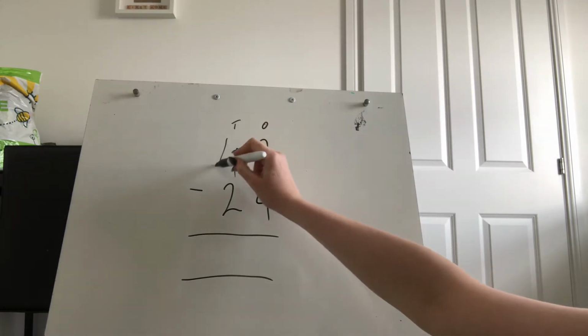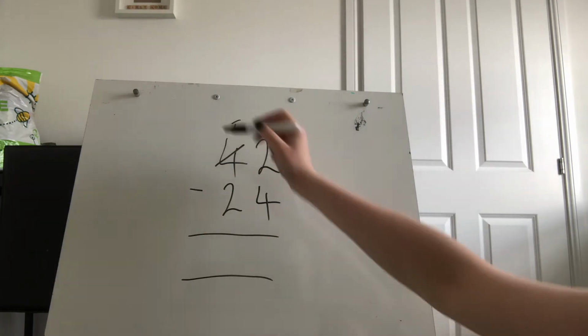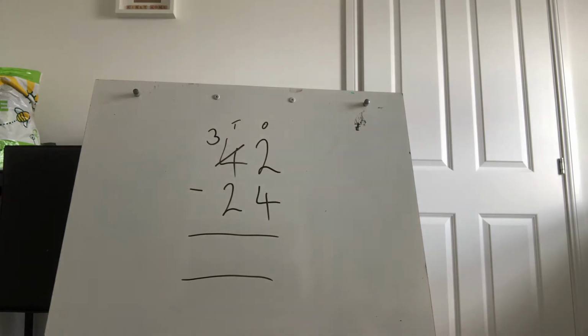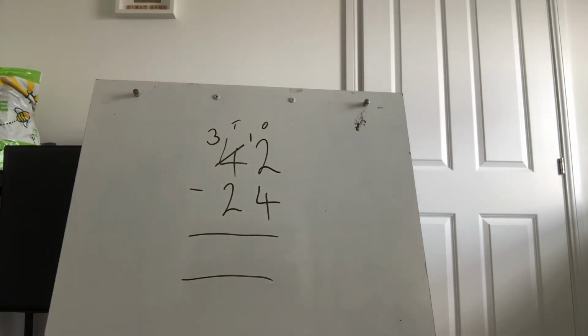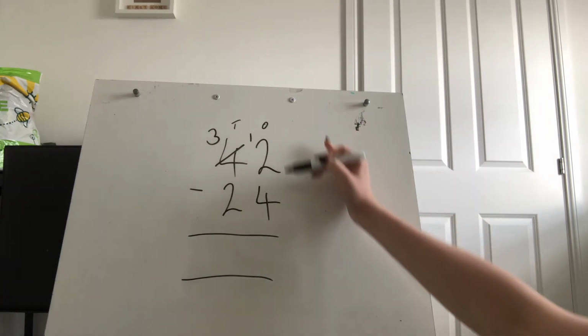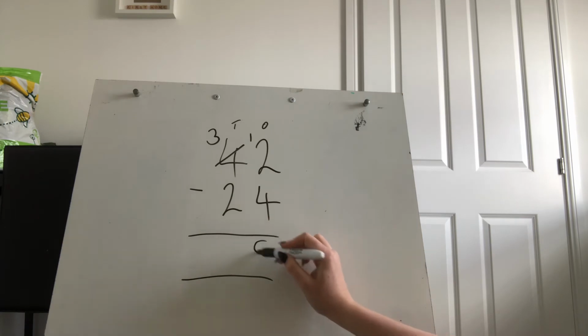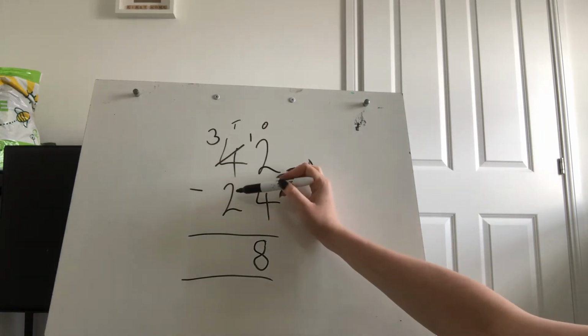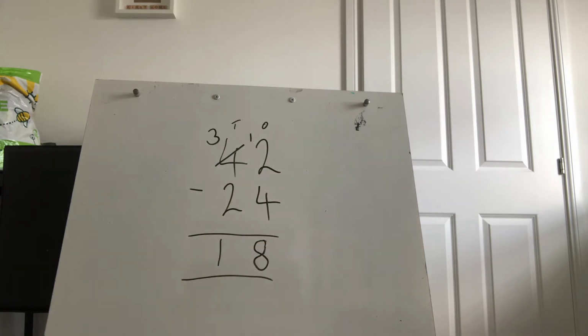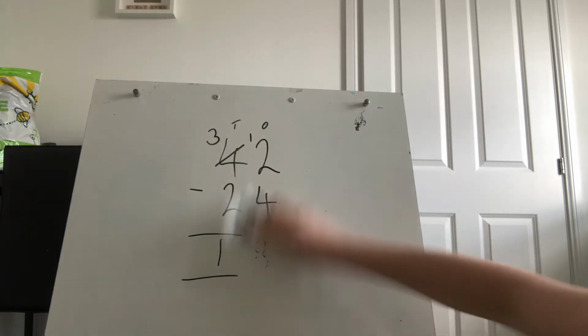And I'm knocking on my 4 over here, and the 4 is going to become a 3. We're going to say thank you to the number 4 because he's lent us 10. So my 2 now becomes 12. 12 take away 4, I can do that, that equals 8. And I've now got 3 take away 2, which is 1. So the answer is 18. I hope you're still following.